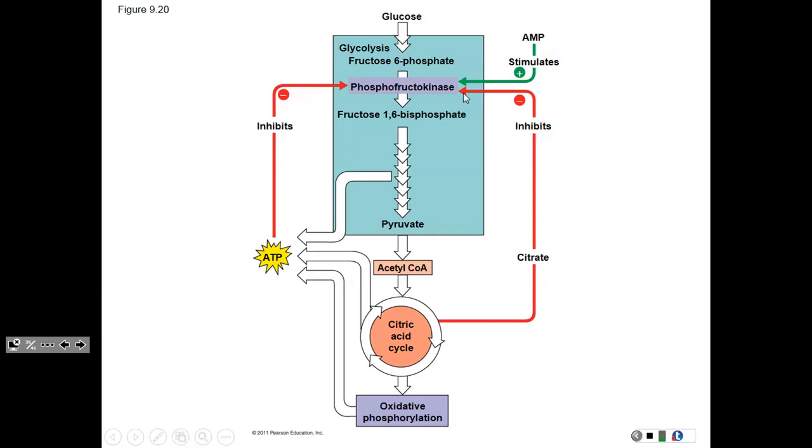So this one enzyme kind of controls the whole thing, and it keeps track of how much energy is present in the cell. If you have a lot of citric acid and a lot of ATP, we don't need to run this process that much right now. If you have a lot of AMP, you get the opposite message, and that one enzyme responds accordingly.